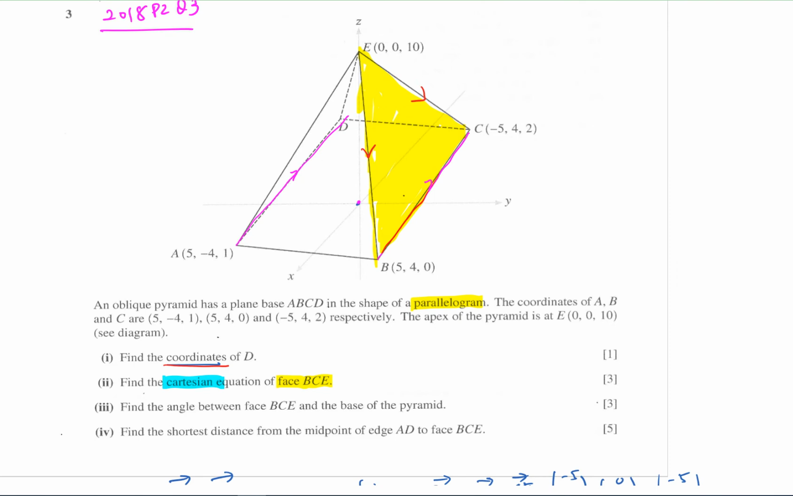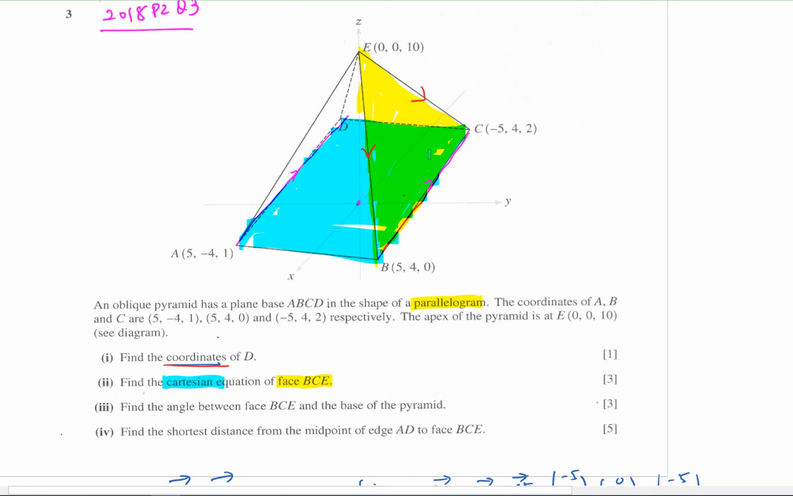Right, so now we're going to part 3. Find the angle between face BCE, which is plane BCE, the yellow triangle, and the base of the plane. This base of the plane is a rectangle. So yeah, it is a parallelogram. Now, the angle between these two, so it's just finding the angle between two planes.